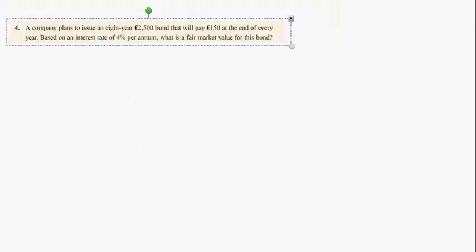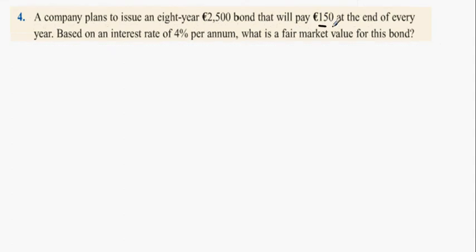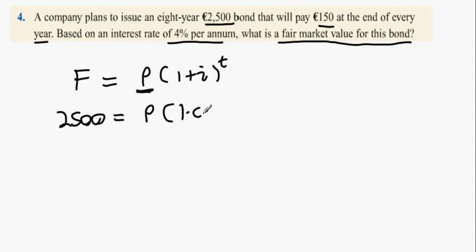Okay. Now, the company plans to issue an 8-year 2,500 bond that will pay €150 at the end of every year, based on an interest rate of 4% per annum. What is a fair market value for this bond? Well, the thing to remember is that future money is worth less now. So for example, for the future money of 2,500, we have to figure out what its present value, P, is, under the conditions of 1.04, because you're adding on 4%, to the power of 8.